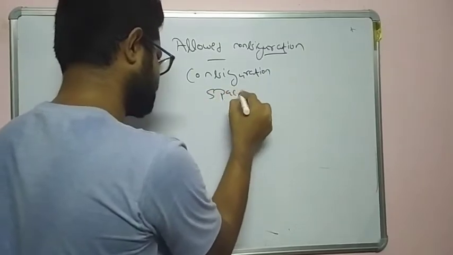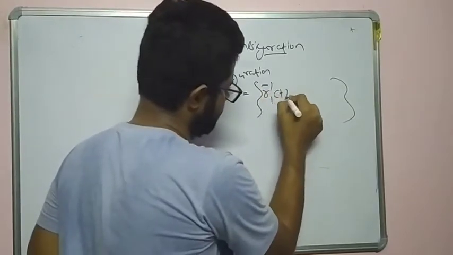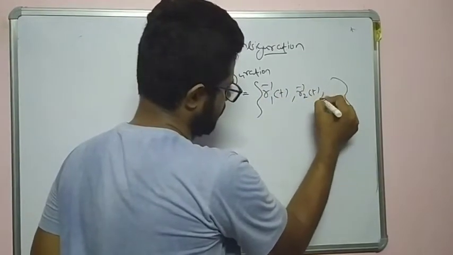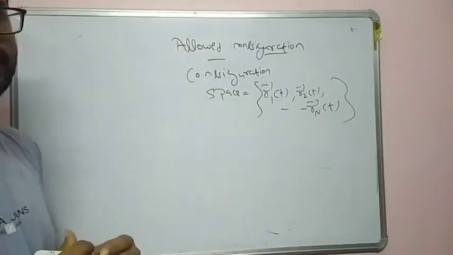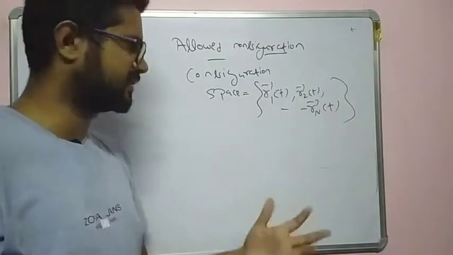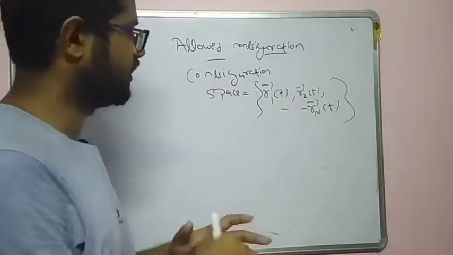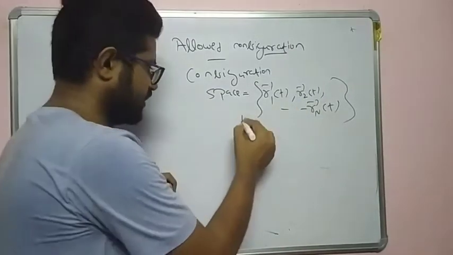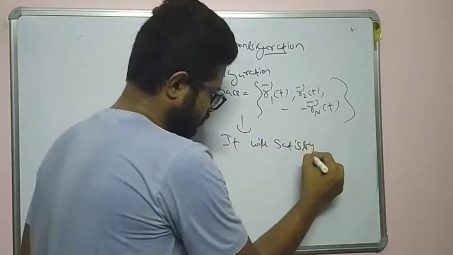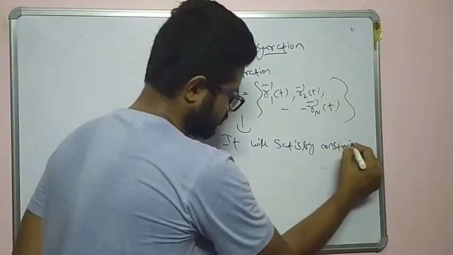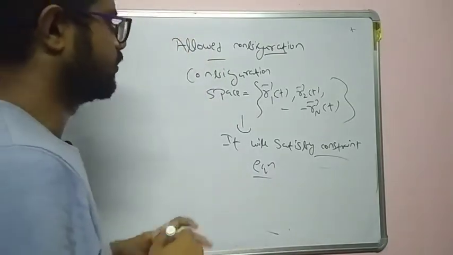What is configuration space? It is nothing but a set of position vectors, like r1 vector t, r2 vector t, up to rn vector t. This set is what we define as the configuration space. In the previous lecture I told you that this will satisfy the constraint equation.